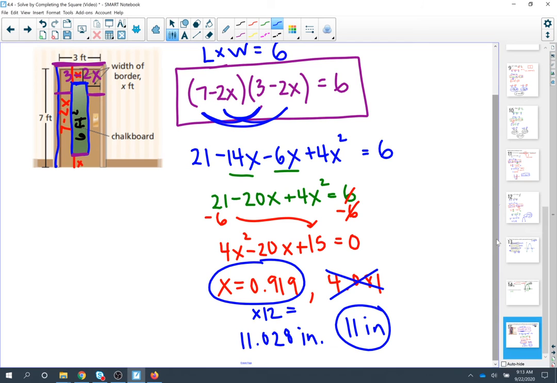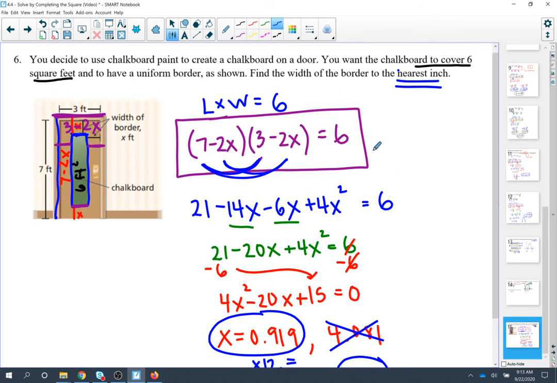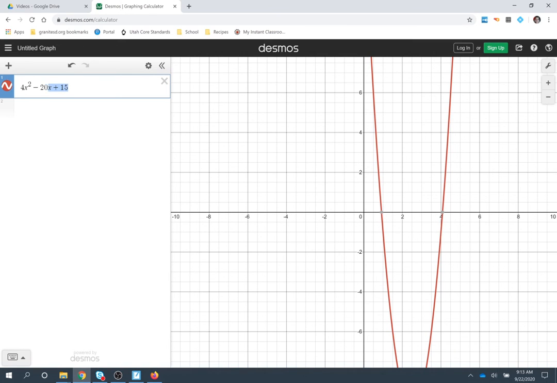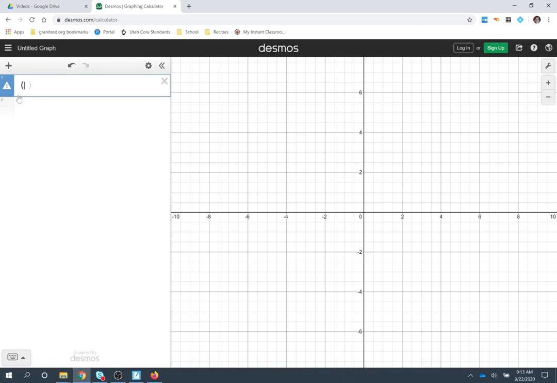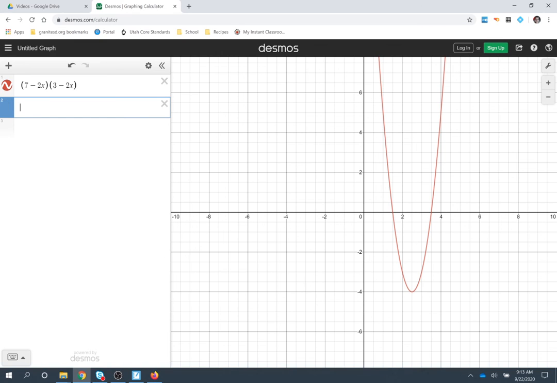Now, remember when I said I wanted to come back and look at this original equation? So that original equation, we have 7 minus 2x, we have 3 minus 2x, and we have equals 6. Now, go grab your calculator, and we're going to see if we can get the same answer but in a different way. So up here, I'm not going to multiply anything out. I'm not going to factor anything, but I'm going to delete that, and I'm going to type 7 minus 2x times 3 minus 2x. And then I'm going to click down here, and I'm going to add 6.